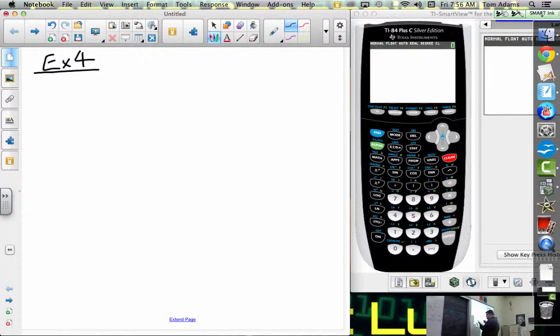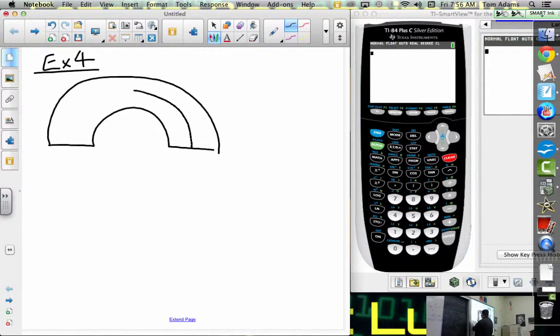So there's a picture in the book, so I'll just draw it out for you guys. We kind of have something that looks like this, where you have lane number 1 and lane number 2. And what they're saying is that from here to here, 33 meters, and then from here to here, it's 34 meters. Okay?